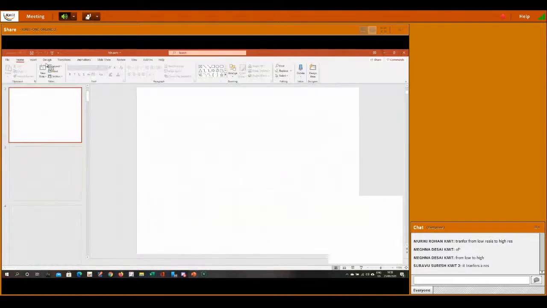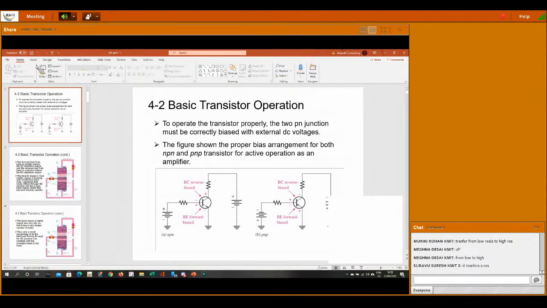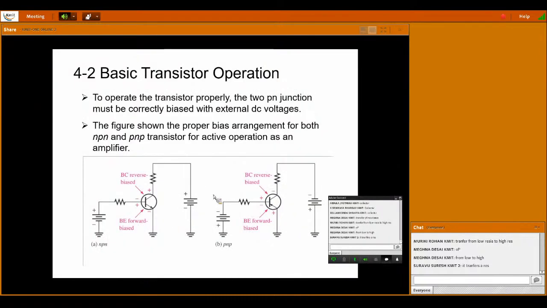Here we have taken the base to emitter junction as the input junction. So we have to apply a forward bias to the input junction and a reverse bias to the output junction. Our output junction is base to collector, whereas the input junction is base to emitter junction.